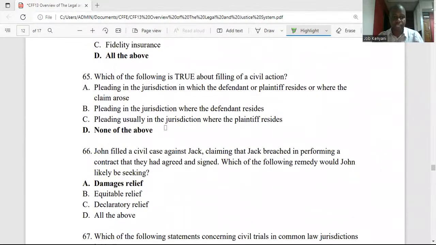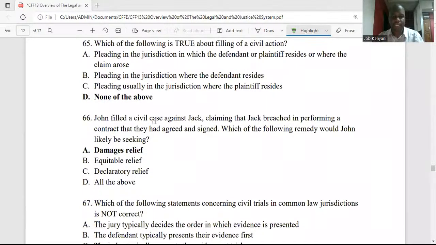Then, question number 66. John filed a civil case against Jack, claiming that Jack breached performance of a contract that they had agreed and signed. Which of the following remedies would John likely be seeking?